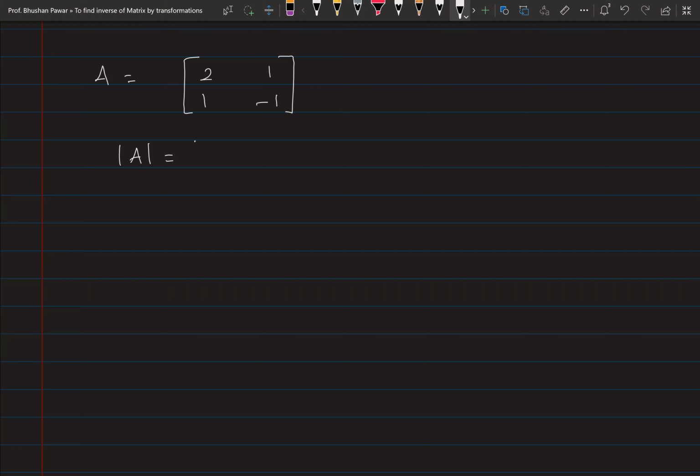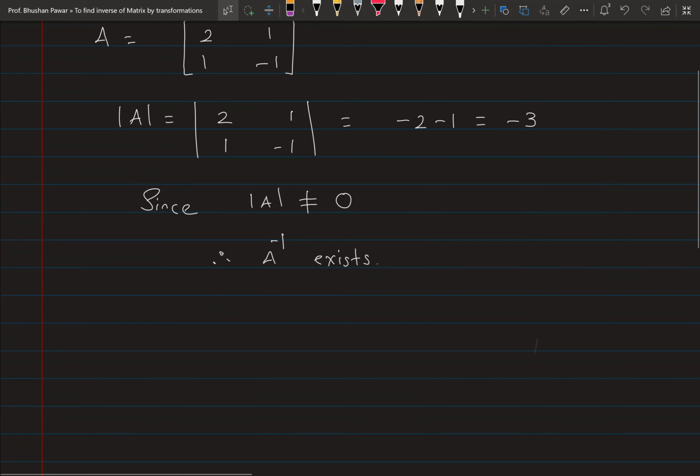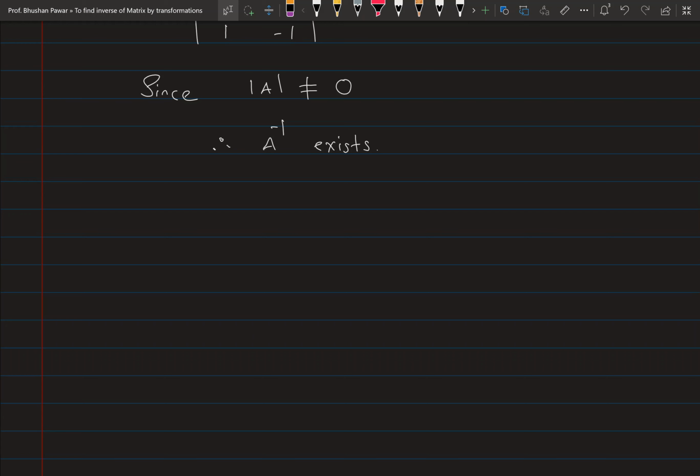So determinant of A is equal to, okay, simplification will be minus 2 minus 1 equal to minus 3. Then we write, since determinant of A is not equal to 0, therefore A inverse exists. Then we write a statement, consider A into A inverse is equal to I.